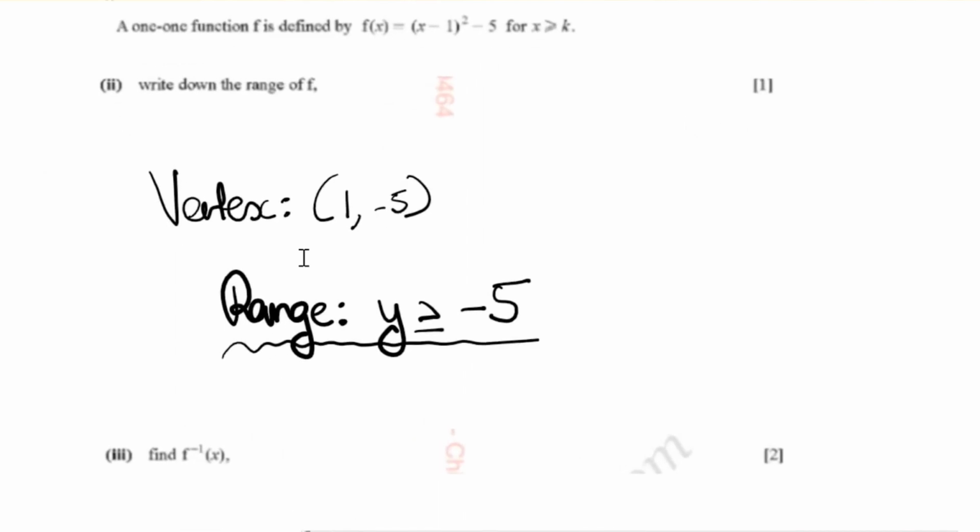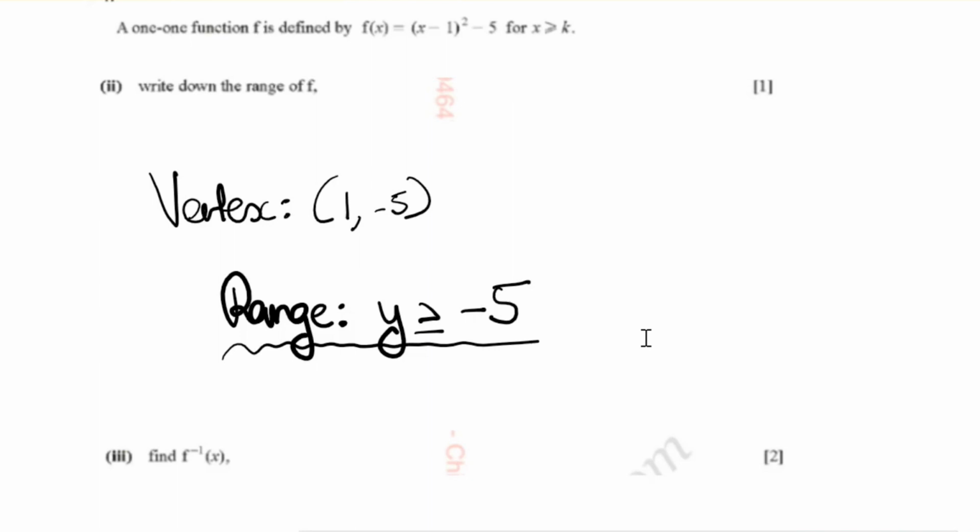This question says that we need to write down the range of f. Now in this question they have already provided us with the vertex function format. So we know it's minus h comma k. So we can put minus minus 1 comma minus 5, which is 1 comma minus 5. So the bottommost point of the function is minus 5. So the range will be y is greater than or equal to minus 5.